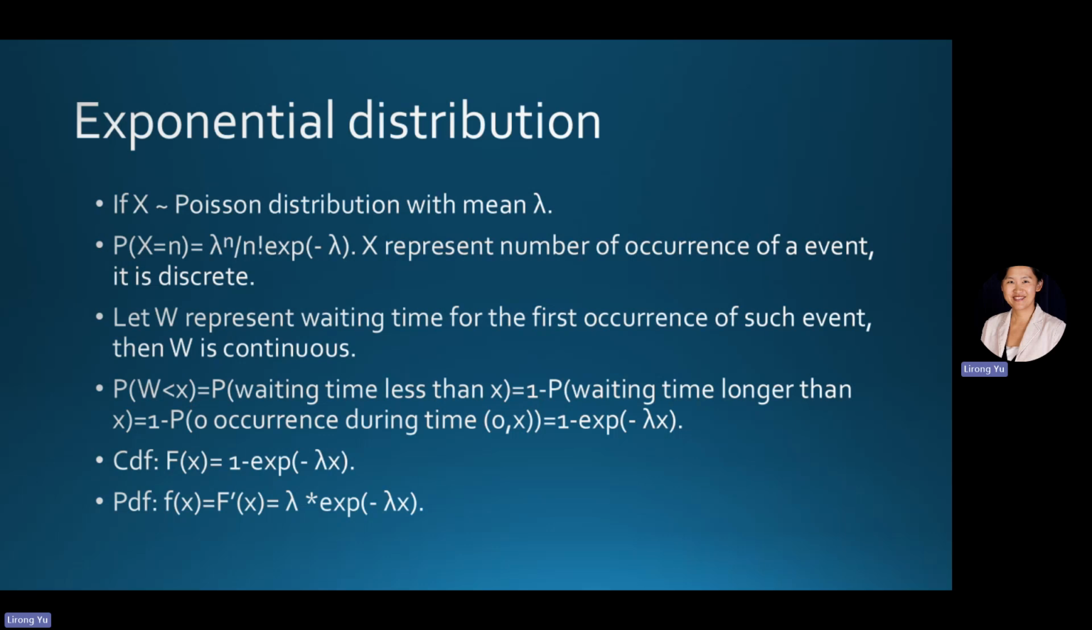All we have to do is find the derivative. The derivative of 1 is 0. The derivative of e to the negative lambda x is e to the negative lambda x multiplied by negative lambda. So we would have negative lambda times negative 1. That's lambda e to the negative lambda x. That is the density function for the exponential distribution. Any questions? Oh, you okay?